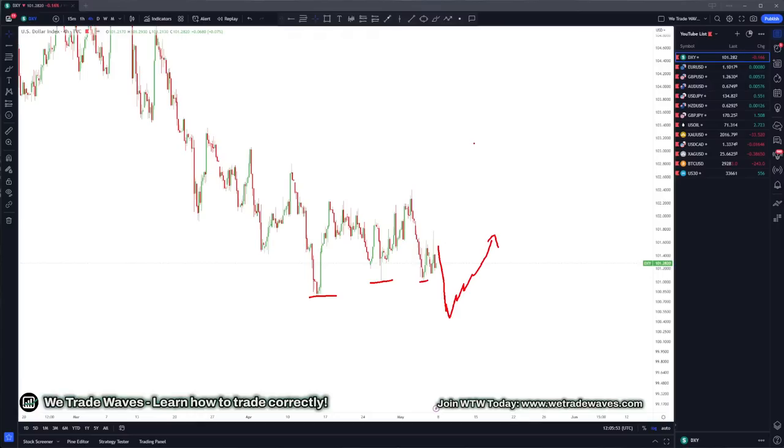Is that clear for DXY before I continue to other pairs? Just to make sure that everything is clear, you can hear me and you can see my screen before I continue to Euro dollar and other pairs as well. Is that clear?